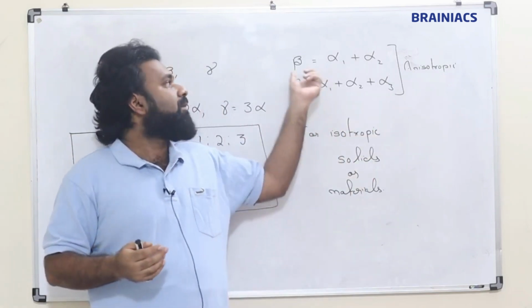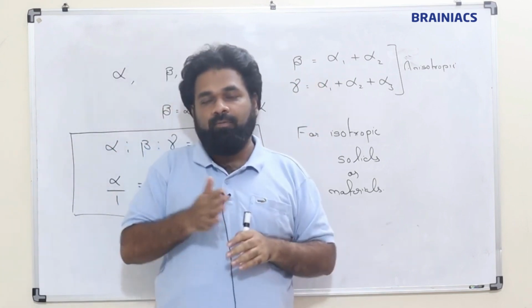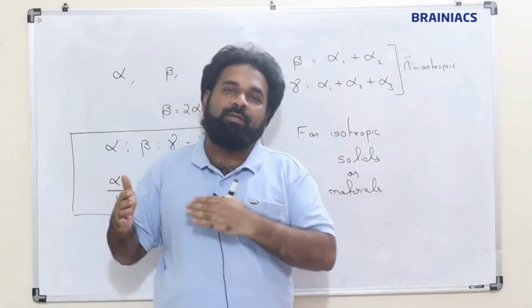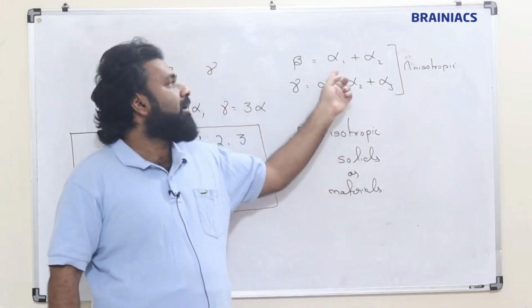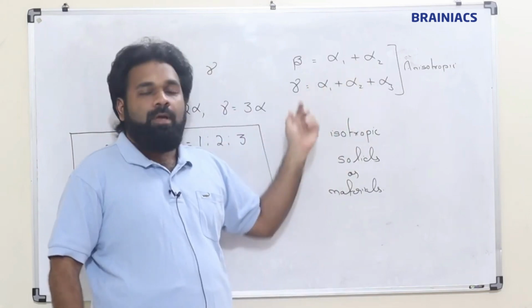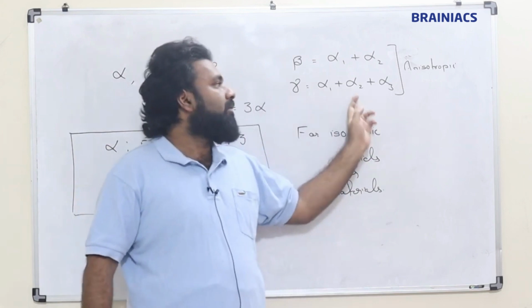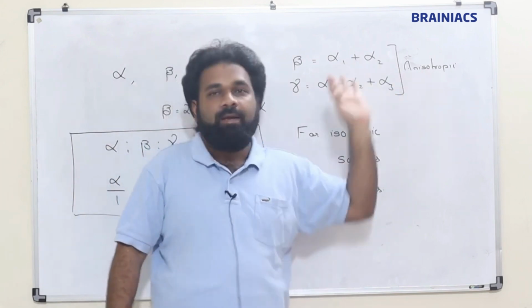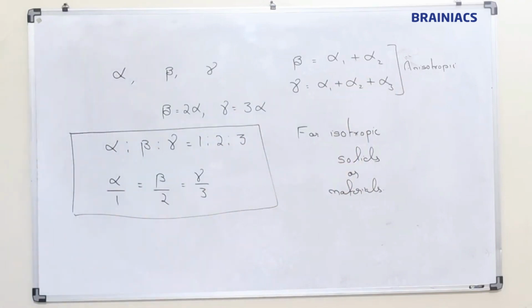In that case we will have to consider beta as, if we consider area, alpha 1 is in one direction, alpha 2 is in another direction, then beta can be taken as alpha 1 plus alpha 2. Gamma is the coefficient for volume, so alpha 1 plus alpha 2 plus alpha 3 for anisotropic materials. Okay, clear?